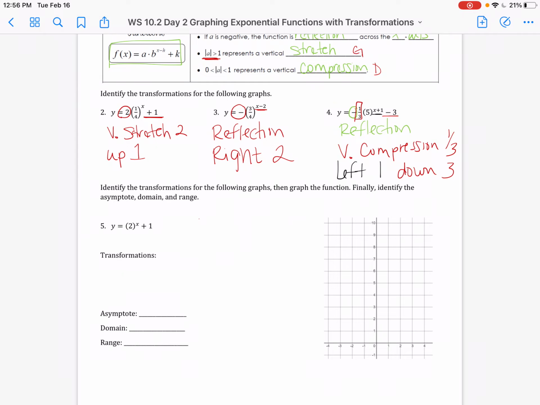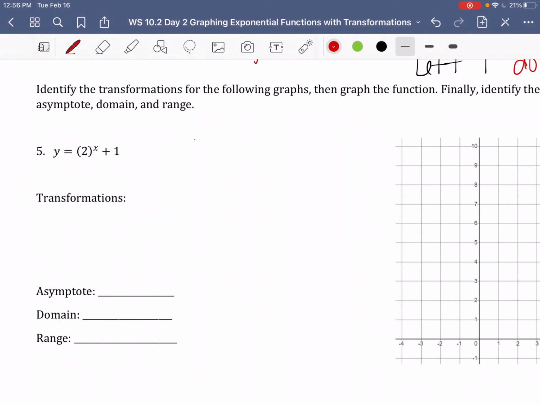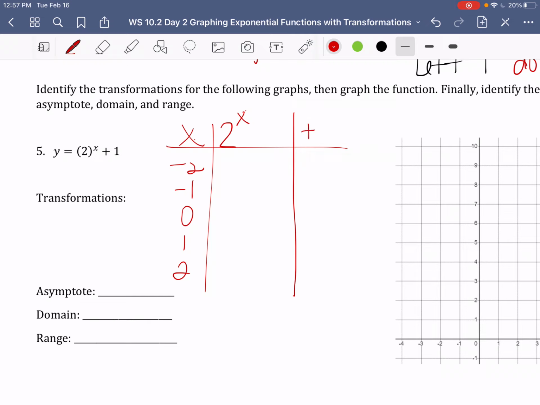The next part, just going back to good old review with graphing. So on Thursday we made a table for this. What did we do? We had -2, -1, 0, 1, 2, and those were always our x values. We had our exponent to the function first, so 2 to the x. And then we were going to add 1 at the end because we were following order of operations and doing our exponent first, then followed by addition. So that 2 to the x is technically like the parent function.